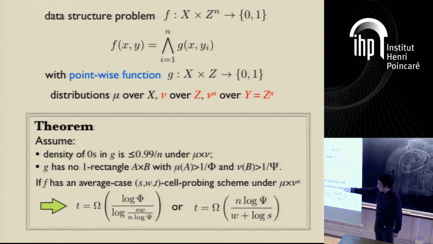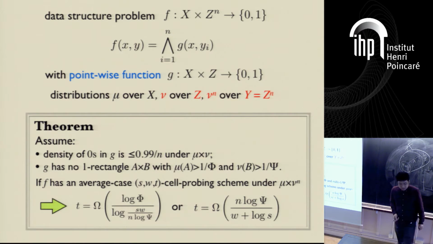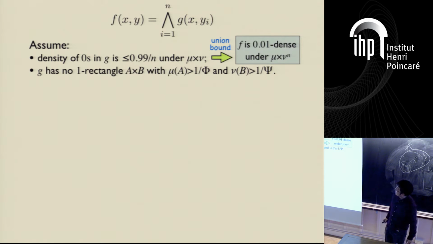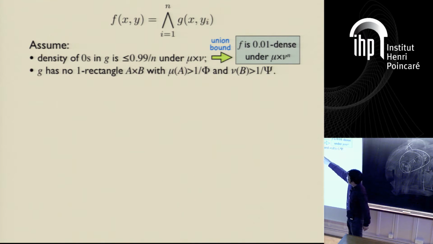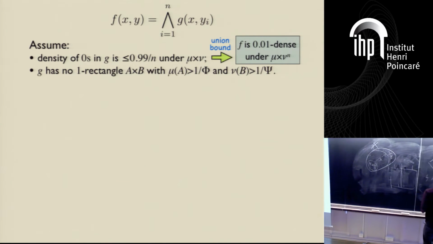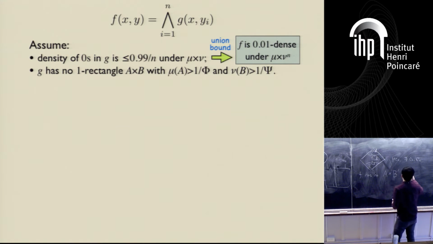And here G is actually very dense. The density of 0 in G is 0.99 over n. And G has no rectangle of this size under this measure, the product measure. This is actually just a consequence of our new richness lemma. First of all, with this density of G, so the sparsity of zeros in G, by the union bound, F is dense enough with ones. And also, if G has no one rectangle A times B of this size, then F has no rectangle A times B prime of this size.